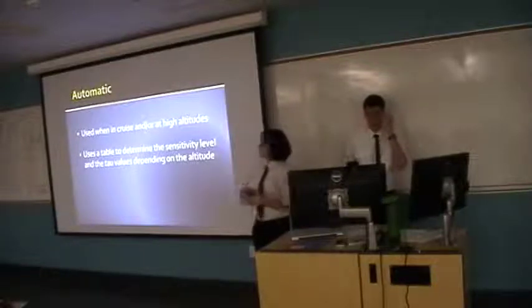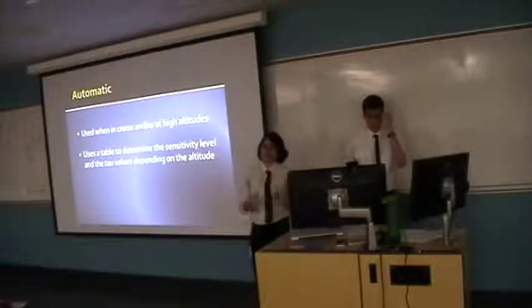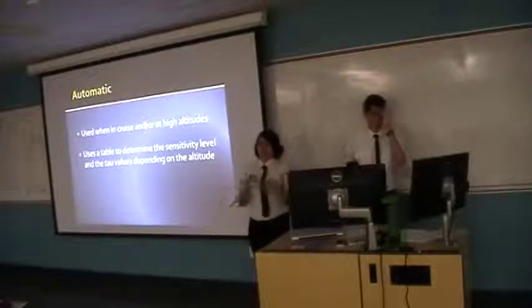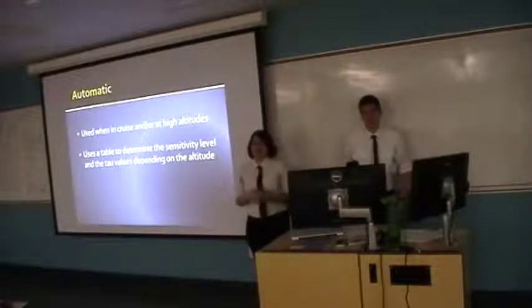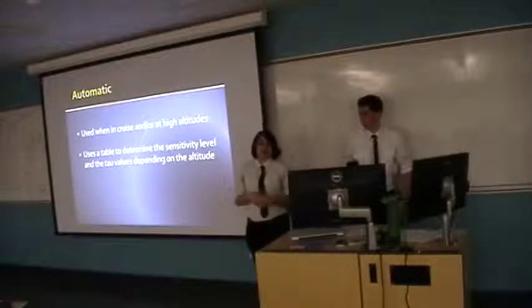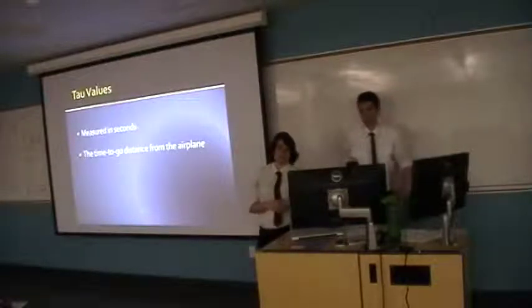In this case, the size of the monitored airspace is dependent on the tau values and the altitude. So depending on how high you are, the monitored airspace is going to be bigger. And this is going to give you TA and RA for when there's airplanes around you.